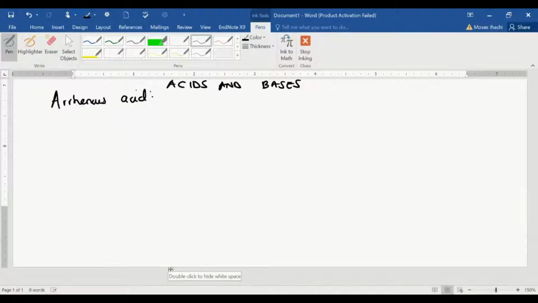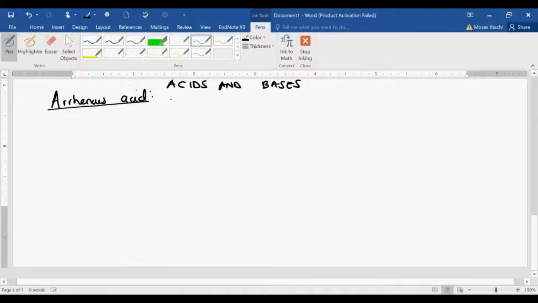So I'm going to discuss the general definitions of acids and bases. The first one that you come across is Arrhenius acid. This one should be just any chemical that dissolves in water to give H plus. That's going to be Arrhenius acid. It dissolves in water to give H plus. The H plus is called a proton.